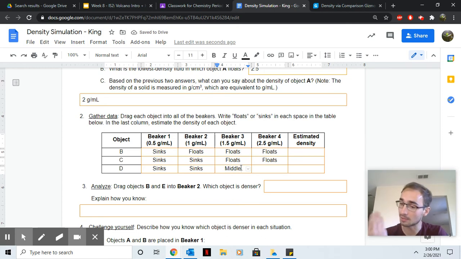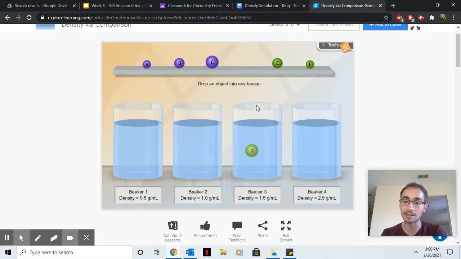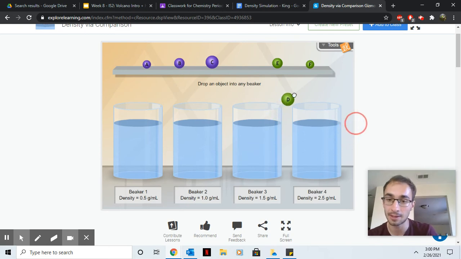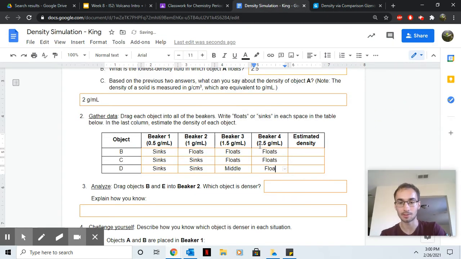This is a special case. So if something is the exact same density as the fluid that it's in, or the liquid, then it'll be in the middle. It won't float and it won't sink. So I know the density for D is 1.5. Let's see this one. That one does float. Okay.